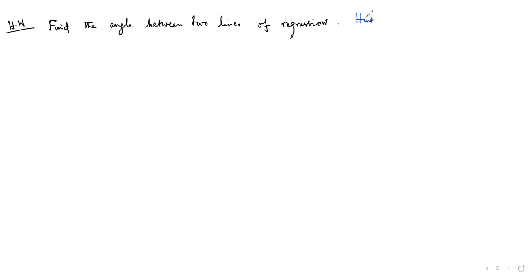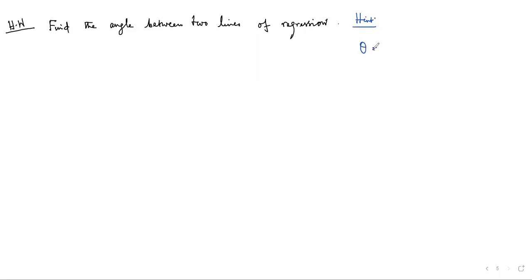And here is a little homework for you. I'm not going to do it right now because I know you are a little bit tired. You are going to find the angle between two lines of regression, and I am only providing you the formula. Formula is the following. You are going to find the formula in the following manner.